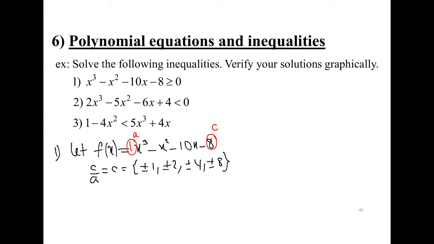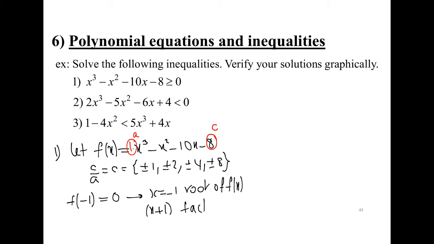Now as we start trying them, of course you don't have to actually list all of them. It's enough to just give the one that actually works. As you start trying them, the first one to work is -1. f of -1 is 0, then x equal to -1 is a root of f of x, or you could just say that x plus 1 is a factor of f of x.